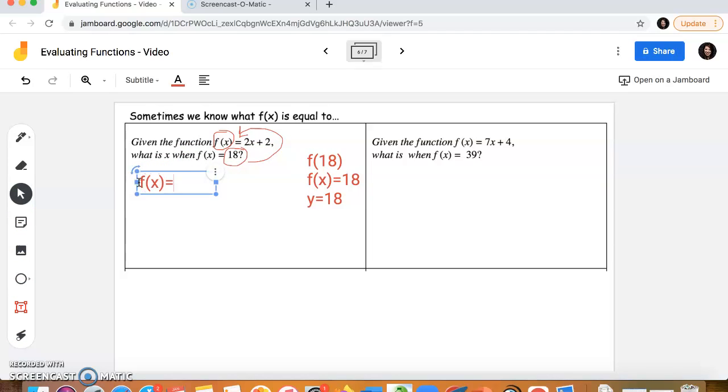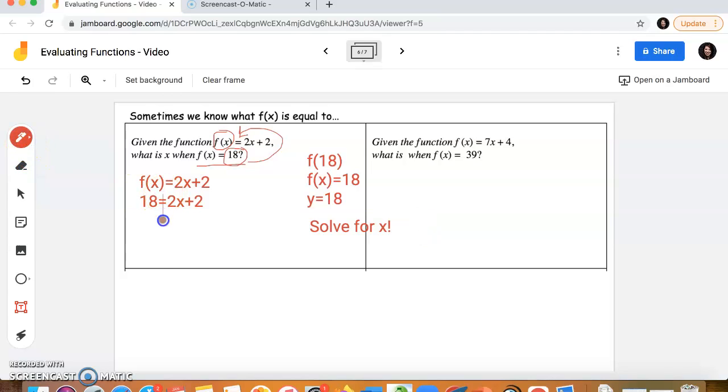Here's our original function, but this time, instead of replacing the x's with 18, we're going to replace the f of x with 18. We're doing that because up here it says f of x equals 18, so we're putting the 18 in for f of x. Now you might be thinking to yourself, Ms. Brubeck, I have literally no idea what to do next. Well, now you have an equation. This is just a regular equation, and you can solve this equation for x.